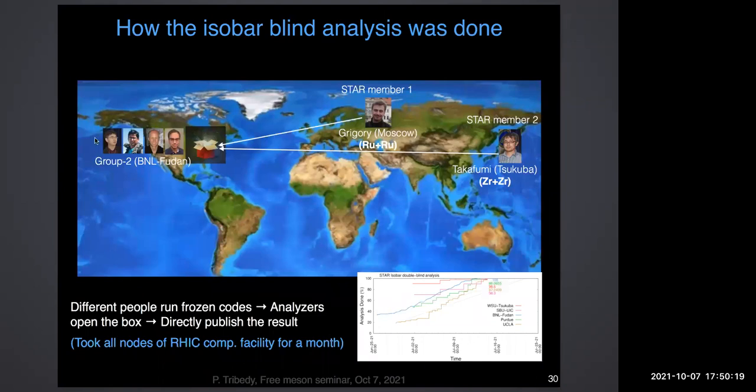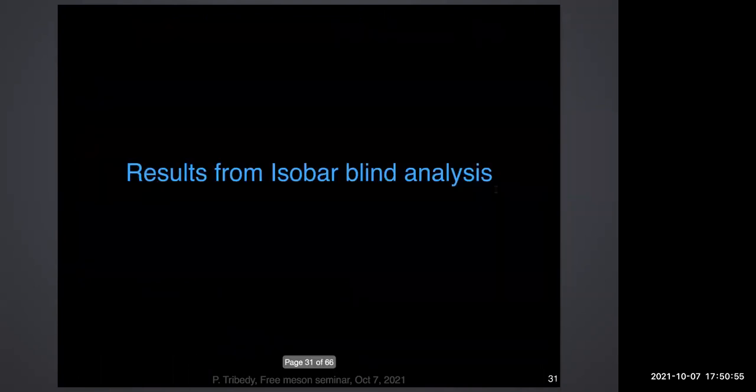So here is one example. For the BNL Fudan group, ruthenium was run by one of the STAR members who was in Russia. And the zirconium was run by one of our members who was in Japan, and once they sent the result, we just opened the box and presented it. It's actually interesting: remember, why did I send the ruthenium to a Russian colleague? Ruthenium was discovered by a Russian, and zirconium was not discovered in Japan, but the technology for zirconium came from Japan. So it's a weird connection.